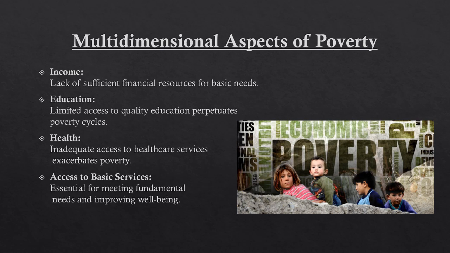Multidimensional aspects of poverty. Poverty isn't just about money, it's about a lot of other things too, like education, health, and access to basic services. Let's break it down. Income. If someone has a decent income, they might still be struggling if they don't have access to other things like education or healthcare. Education. Education is key.